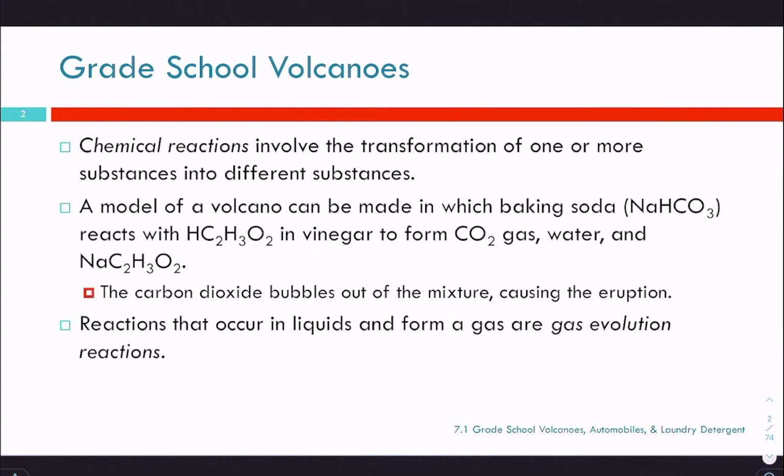So the classic model volcano you make with baking soda, which is sodium hydrogen carbonate or bicarbonate, reacts with acetic acid or vinegar to form CO2 gas, water, and sodium acetate. You get carbon dioxide bubbling out of the mixture, and that's what causes the eruption. Usually put a little dish soap in there, which doesn't participate in the reaction, but gives you lots of bubbles. So reactions that occur in liquids and form gases are gas evolution reactions.